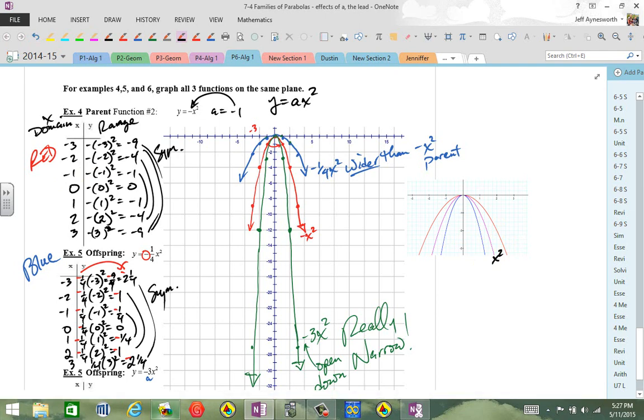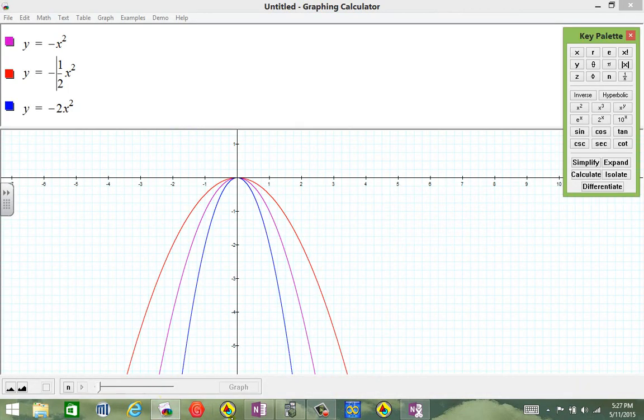Let me see what the function is. Oh, so it's negative 1/2. I chose slightly different values, but that's okay. You can tell that it gets wider here as you make it a fraction like negative 1/2. On the blue one here, it gets more narrow if you make it negative 2. They're all negative, so it goes down versus up.